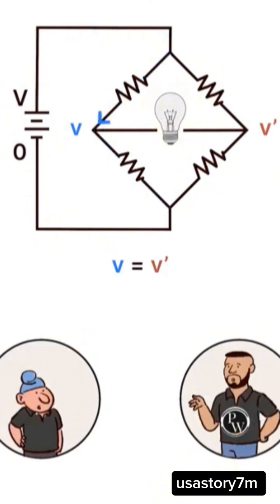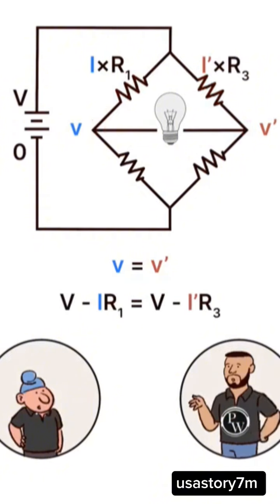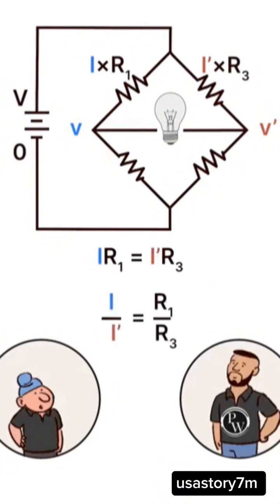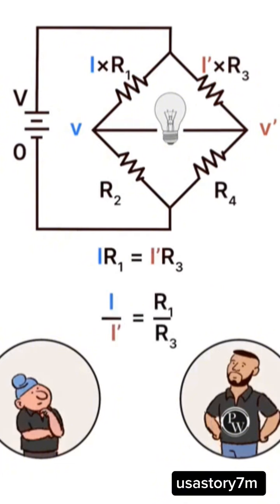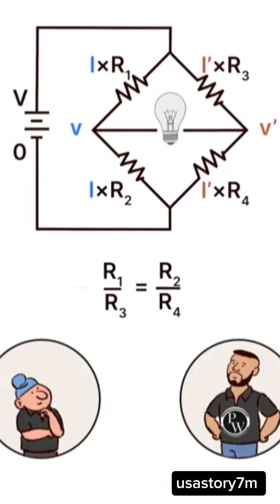If we call the current in the left branch I1 and in the right branch I2, then the voltage drop across resistor R1 is equal to the current I1 multiplied by resistance R1, and similarly across resistor R3 it is I2 times R3. For equal bridge point voltages, resistor voltage drops must be equal. We get the ratio I1 to I2 equals R3 to R1. Applying the same logic to R2 and R4, there too, the ratio of I1 to I2 equals R4 divided by R2. That is R1/R3 equals R2/R4.